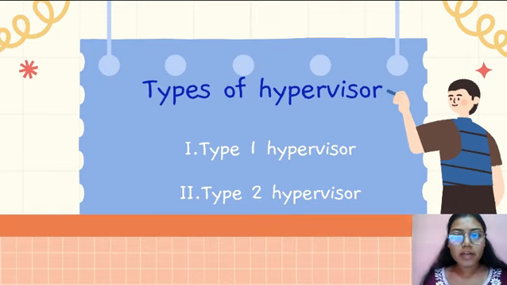Types of hypervisor. There are two types of hypervisor in cloud computing. The first one is type 1 hypervisor, which is also known as bare metal hypervisor, and type 2 hypervisor, which is also known as hosted hypervisor.